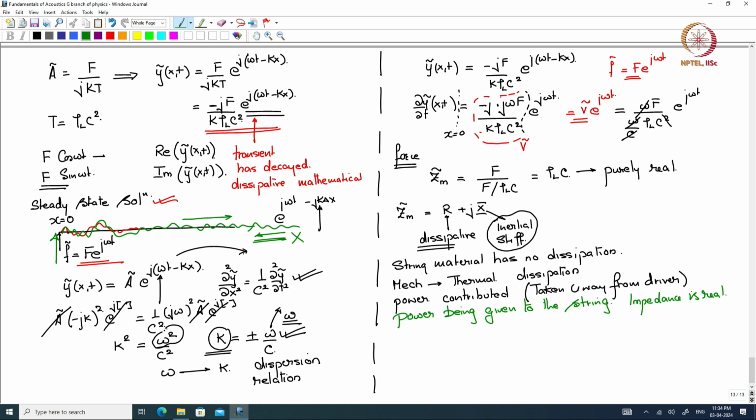Okay. So, the power now is going to be 1/2 F squared R by magnitude of Z_m squared, and in this case it is F squared R, which is rho L C. So, R is rho L C by twice magnitude rho L C squared. So, it is F squared by 2 rho L C. This is the power dissipated, average power over one time period, which is 2 pi by omega.